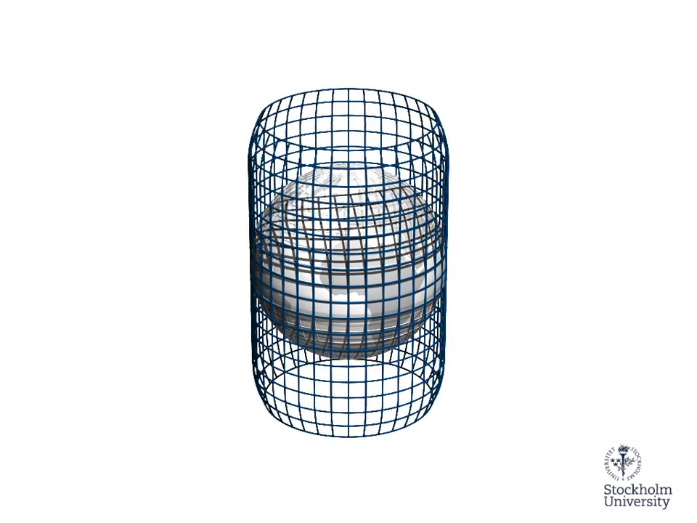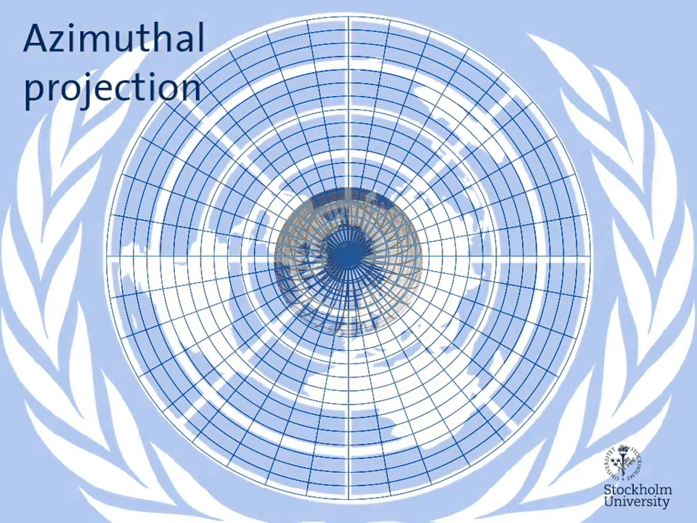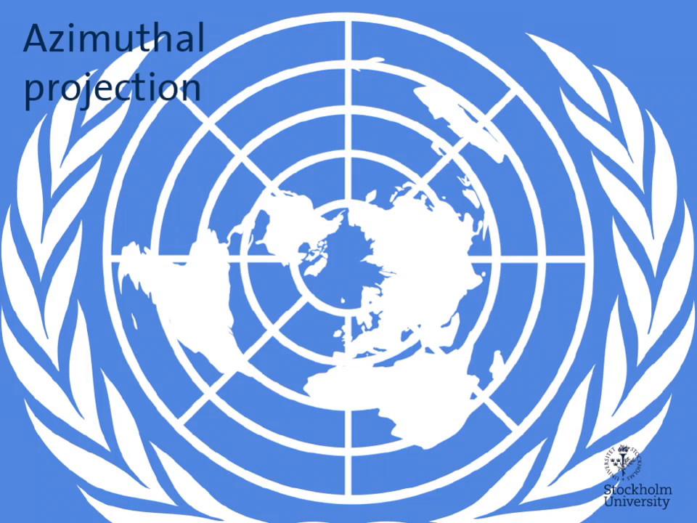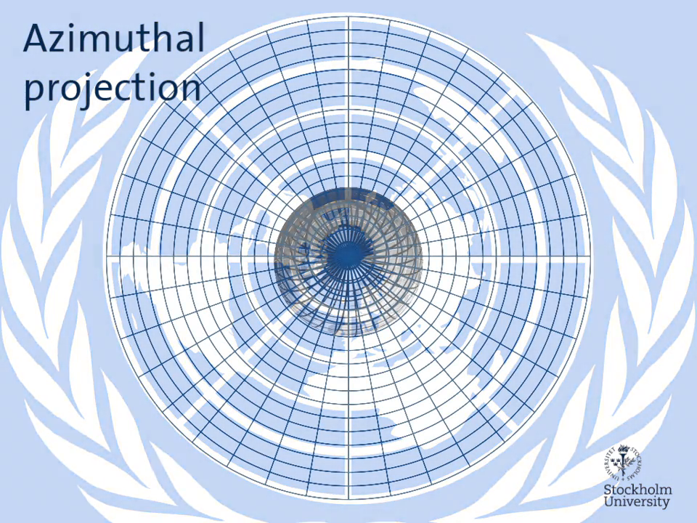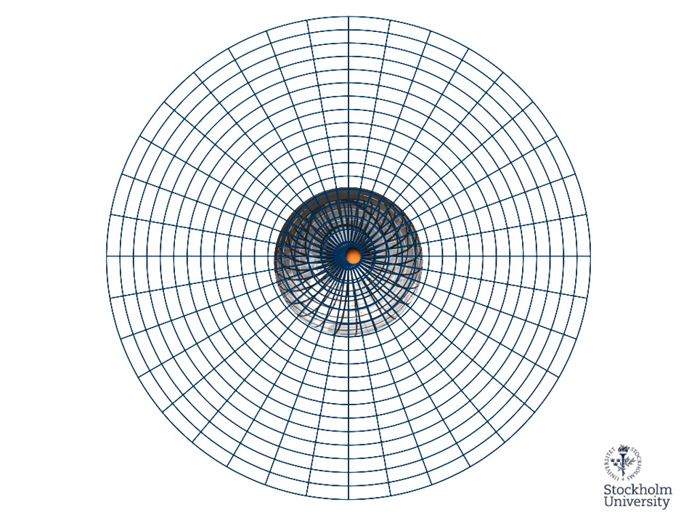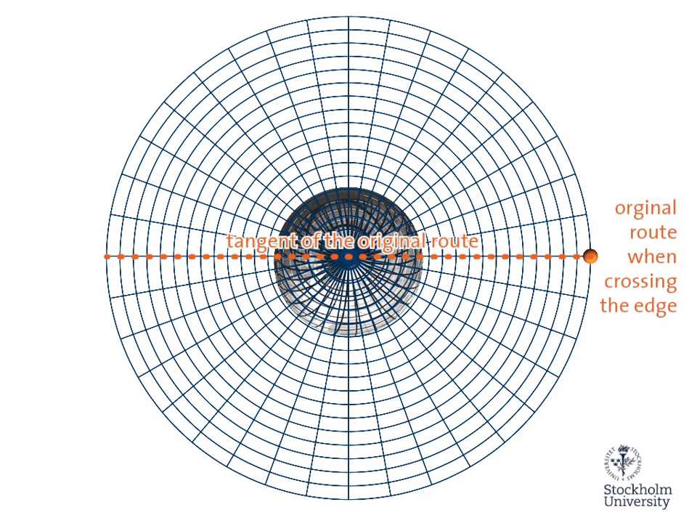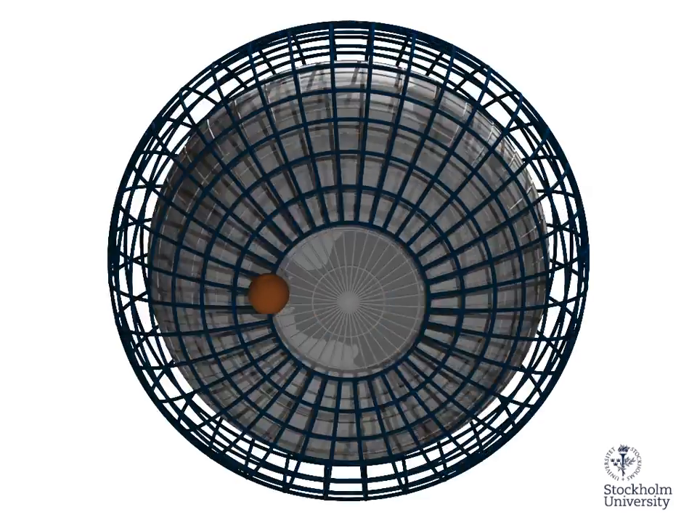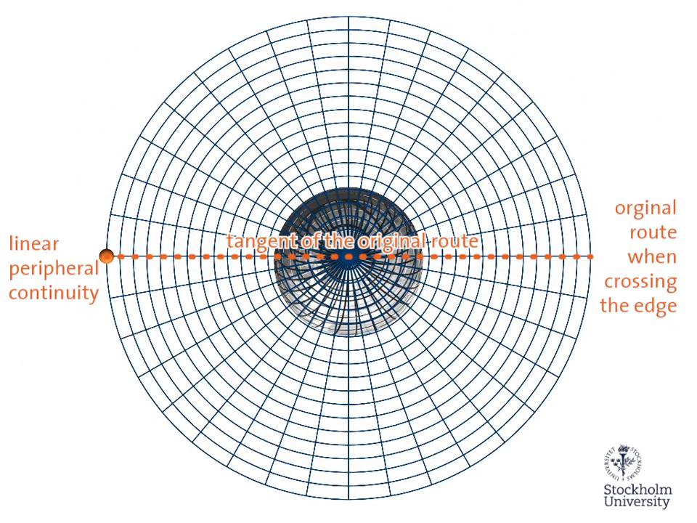We now leave the cylindrical projection and go to an azimuthal projection. This specific azimuthal projection has the North Pole in the center and is known from the logo of the United Nations. We do the same procedure here. And also in this case, we can see that the actual peripheral continuation follows the hypothesis of linear peripheral continuity, and therefore is a case of actual linear peripheral continuity. For an azimuthal projection, this is always the case when crossing the edge perpendicularly.